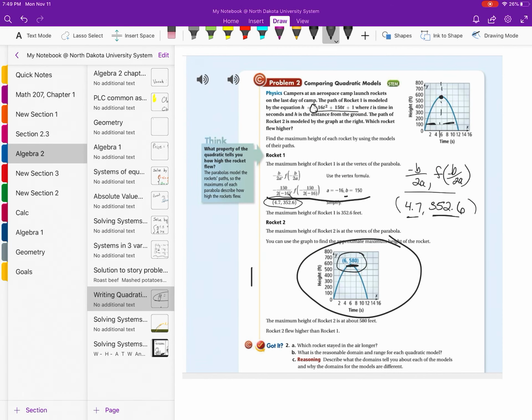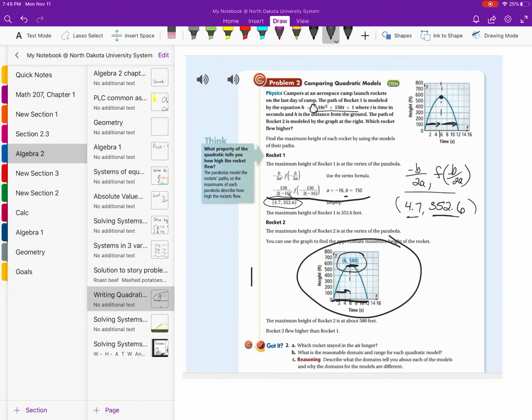To this point, right? And it's another 4.7 from that point to the other side of the parabola, which means the time the rocket was in the air is exactly twice 4.7 seconds, which gives us what? 9.4 seconds. And we can clearly see again from the graph down here that this rocket was in the air for 12 seconds.